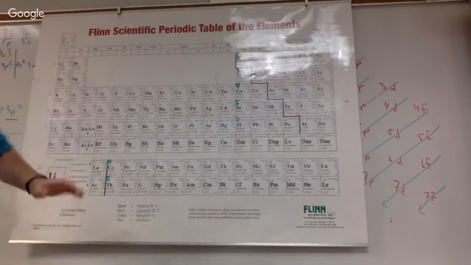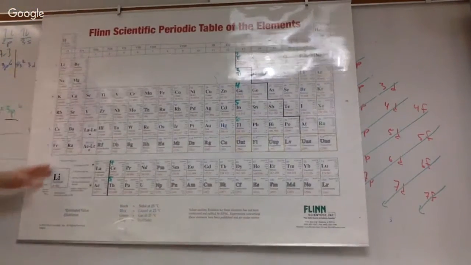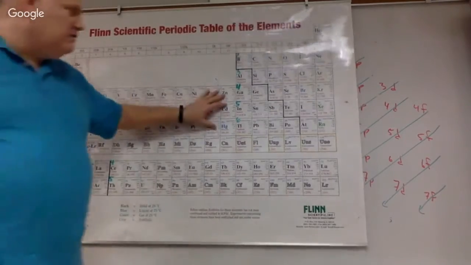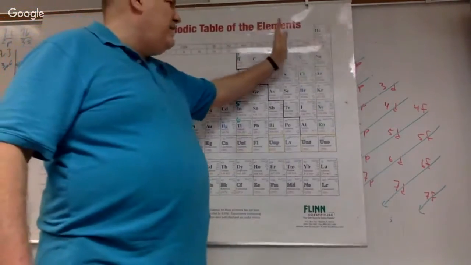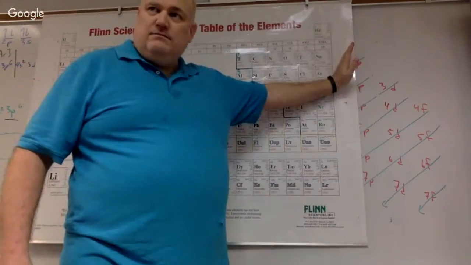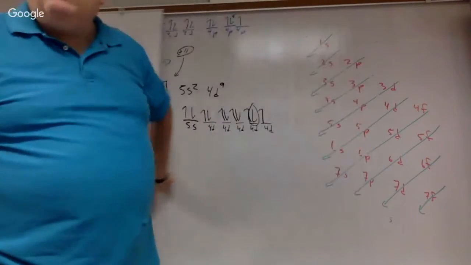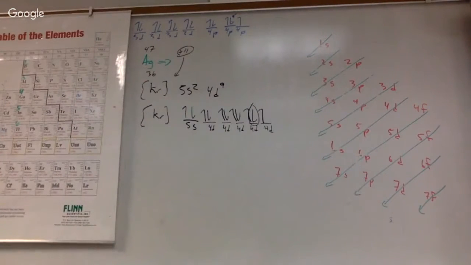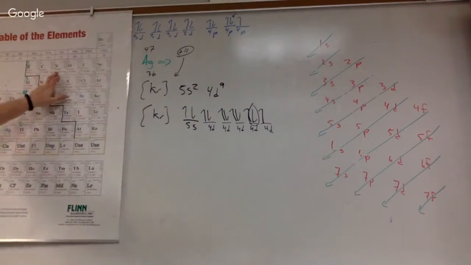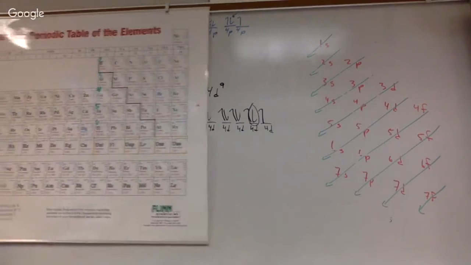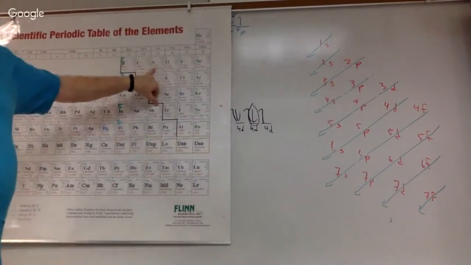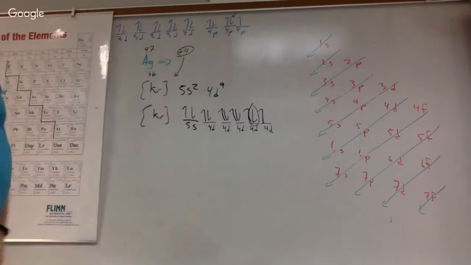So here's what we know. Group 1 all has 1 valence electron. Group 2, 2 valence electrons. Skip the whole middle. 3, 4, 5, 6, 7, 8. Now, how do we do electron dot notations? Well, let me show you. Let's say I asked you to give me the electron dot notation for nitrogen. Take a look at nitrogen. Isn't it in group 1, 2, 3, 4, 5? That means that nitrogen is going to need 5 dots around it.